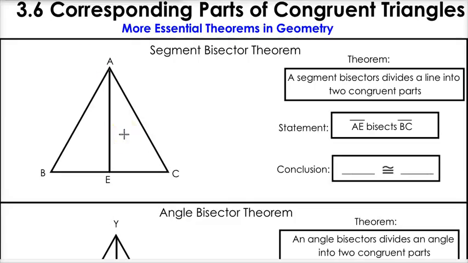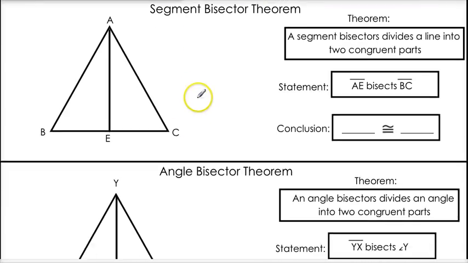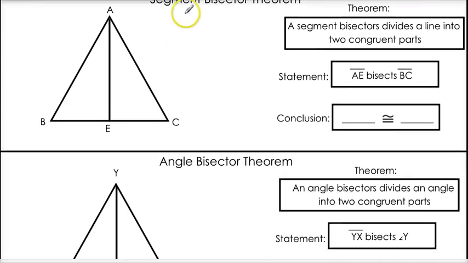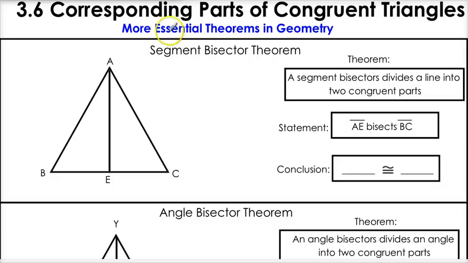Hey, welcome to lesson 3.6, corresponding parts of congruent triangles. In this lesson, we're going to continue what we learned in our last lesson about proofs with an added little twist. And we're going to be learning about two more essential theorems that we need to be a master at proving triangles are congruent. Alright, so first we're going to talk about those two theorems, then we're going to talk about what this thing is, corresponding parts of congruent triangles.